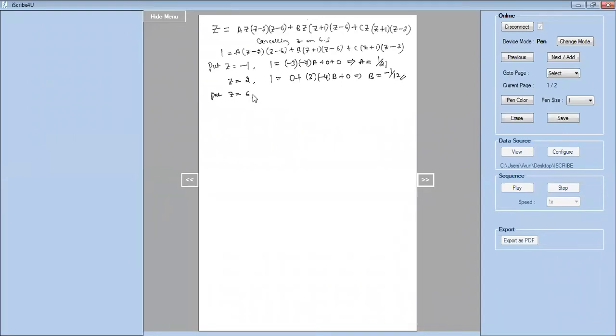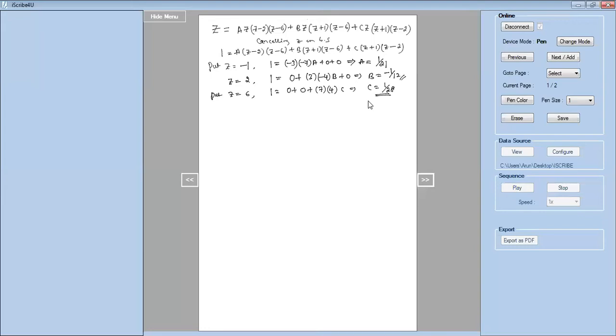Now if I put 6 here, you get 1 equals, see this, 6 minus 6, this term is 0. 6 minus 6, this term is also 0. So 0 plus 0. And coming to this term, 6 plus 1 is 7, and 6 minus 2 is 4, into C. So this implies C equals 1 by 7 into 4, 28. So it is 1 by 28. This is the value of C. So I got the values of A, B, C.